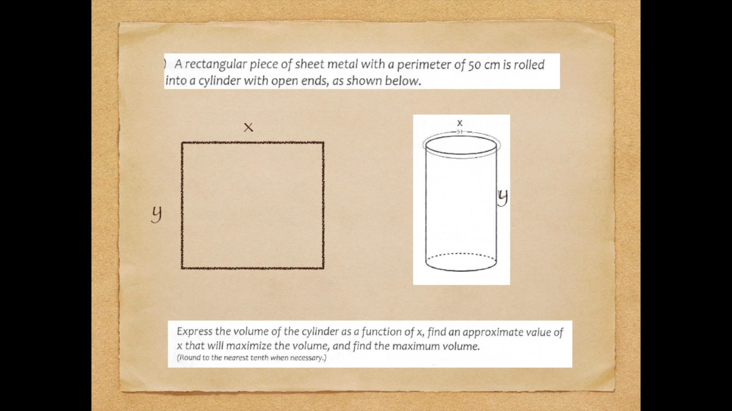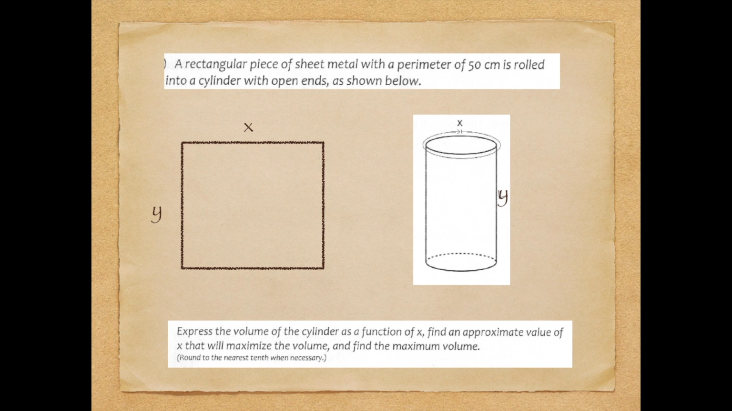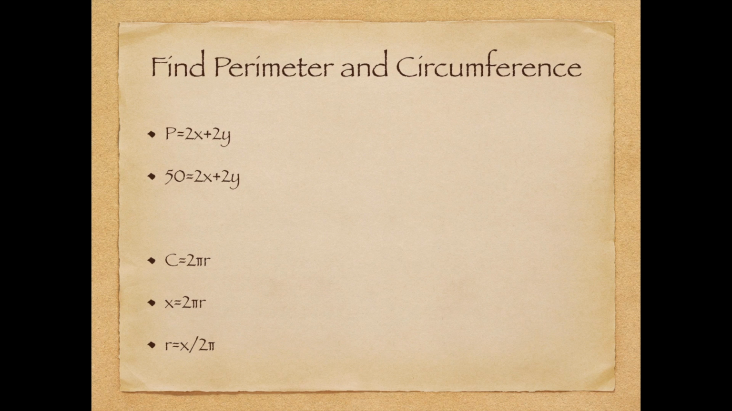They told us the whole circumference is equal to x, which we can take advantage of because one of our sides in the sheet of metal is also x. So we can say C equals 2 pi r, for circumference. We said the circumference is equal to x since it goes all the way around. X equals 2 pi r. Rearrange the equation and get r equals x divided by 2 pi. So we found the circumference, we found the perimeter.